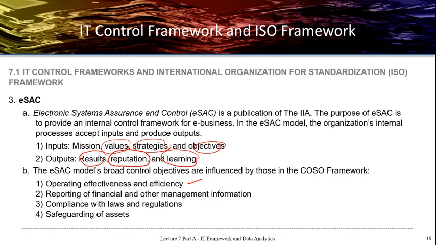Reporting of financial and other management information. How do we report financial and other management information? So operating effectiveness and efficiency. In e-commerce, if you are delivering goods to houses, how effectively and efficiently will your system cater for that?